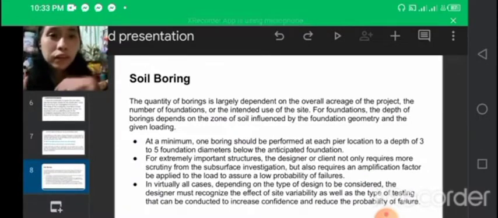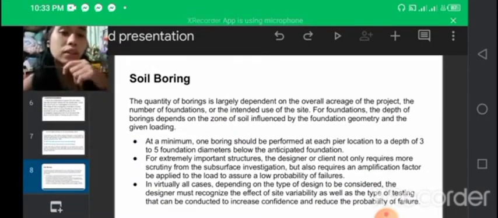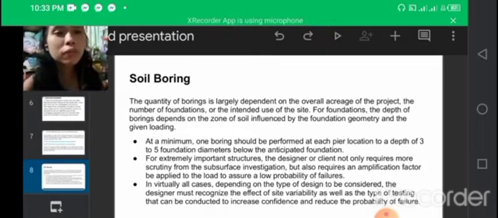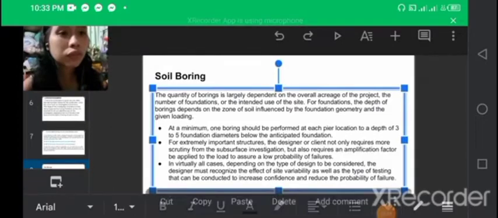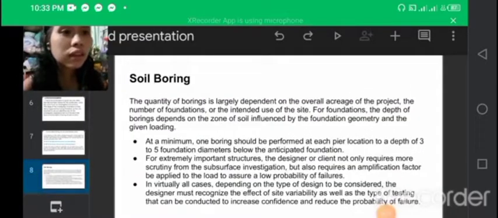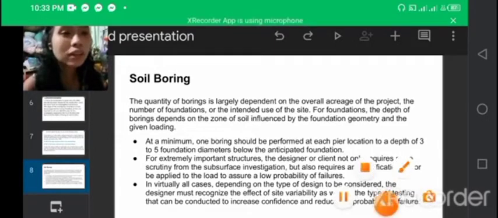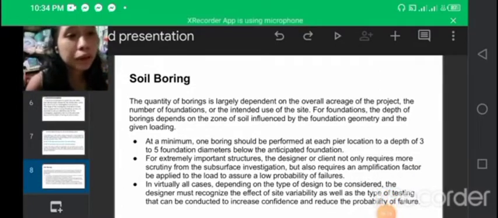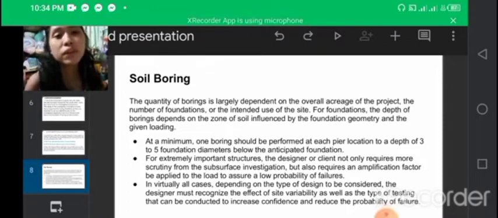The next one is the soil boring. The quantity of boring is largely dependent on the overall acreage of the project. For the number of foundations or the intended use of the site for foundations, the depth of borings depends on the zone of soil influenced by the foundation geometry and the given loading. At the minimum, one boring should be performed at each pier location to a depth of 3 to 5 foundation diameters below the anticipated foundation.